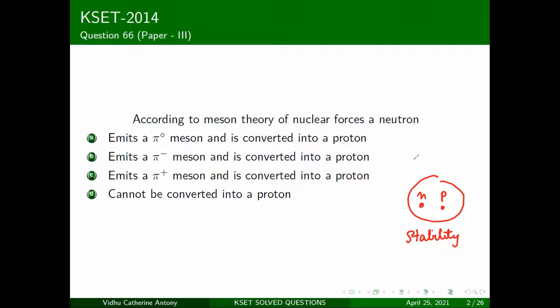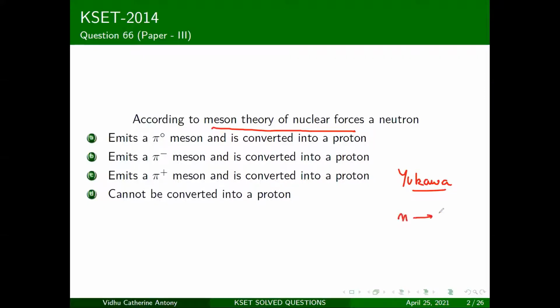The person who proposed this was Yukawa, and the theory is also called by his name. The Meson theory of nuclear forces basically states that neutrons and protons are playing catch. How does it play? The neutron and proton pass mesons to each other, and that's how the neutron gets converted into a proton, and the proton gets converted into a neutron. That's a very quick summary of the whole thing.